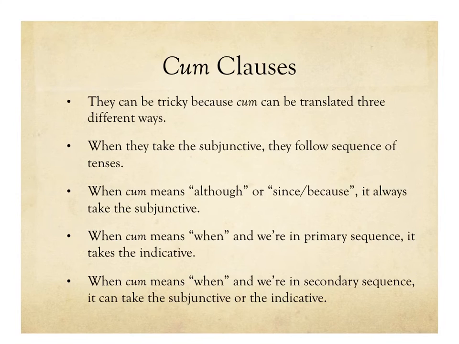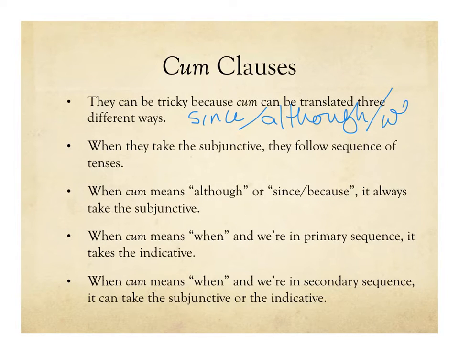Okay, let's take a look. Let's start with cum clauses, and we'll talk more about this in class and do a lot of practice with these. So again, this is really an introduction and an opportunity for you to learn some new information, but don't think that this is the final word on this, okay? These can be tricky because cum can be translated in three different ways. It can be a causal clause that means since or because. It can also be a concessive clause that means although, and it can be a clause that means when, and we'll talk about these in just a little bit.